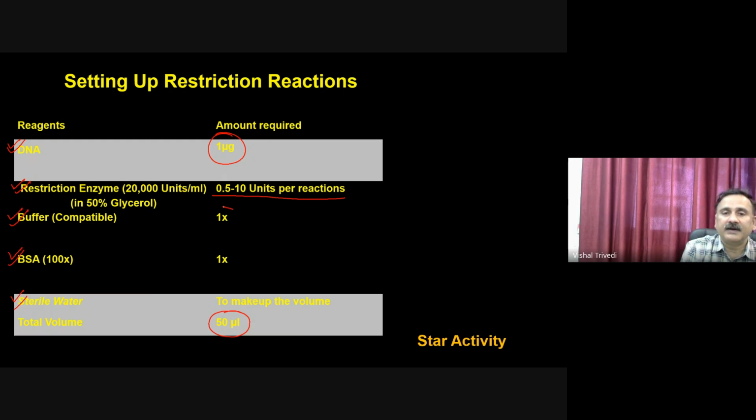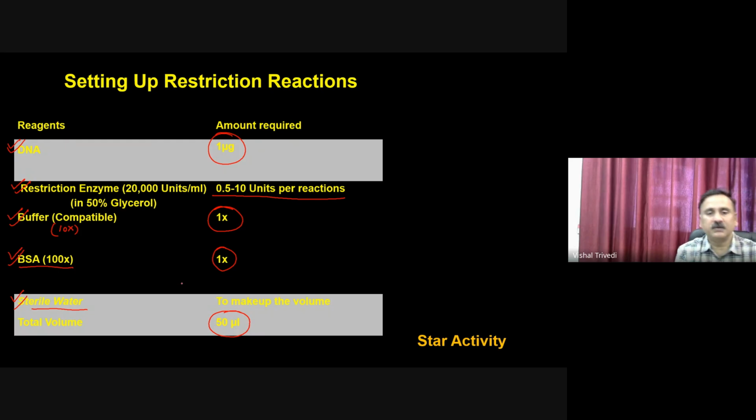And then you also require the buffer, which is 1x. Normally the buffer that you get from the companies is 10x, right? And then you also require the BSA, which is supplied as 100x, so you require it at 1x. And then you require the sterile water to make up the volume, right?